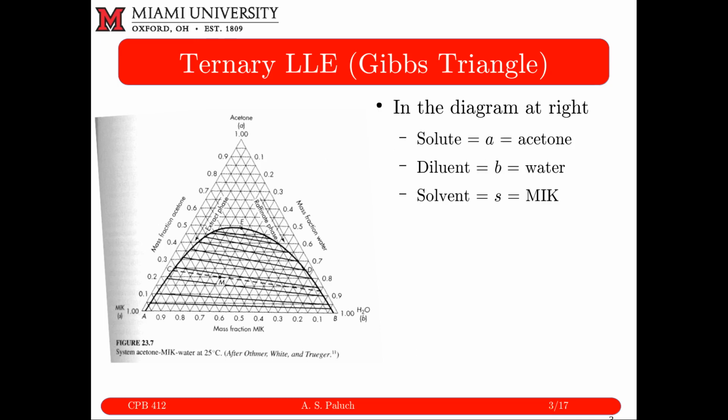All right. So in terms of interpreting this phase diagram, in this particular case, our solute, right, is going to be labeled A, acetone, okay. Our diluent is B, water, okay. And so essentially we originally have acetone dissolved in water, okay. We're going to try and extract acetone from water by contacting it with our solvent, S, which is MIK, methyl isobutyl ketone. Okay, so here's my solvent down here.